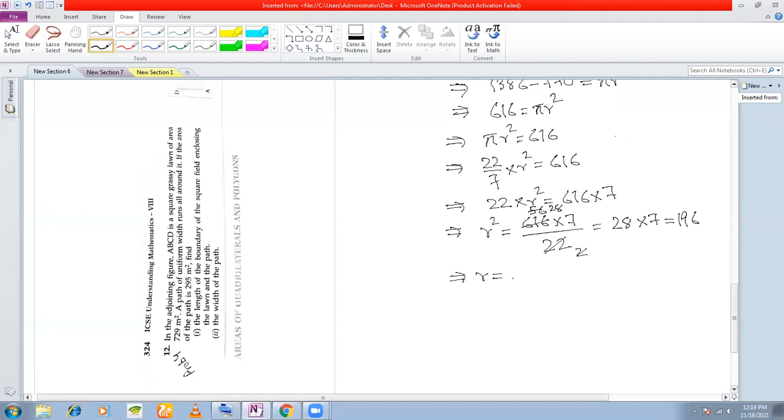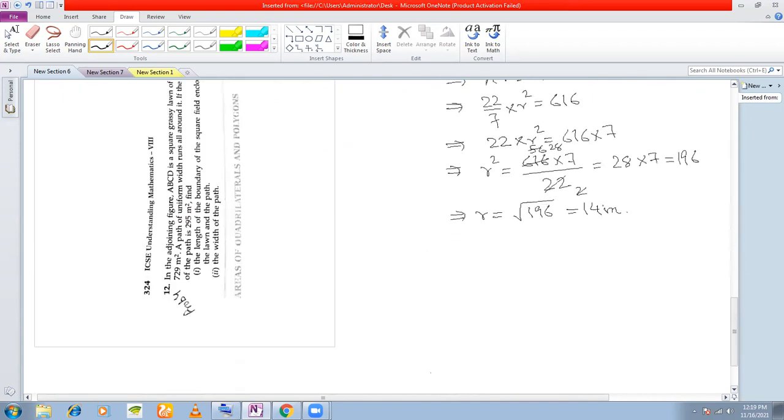Therefore, how much is r? It is the square root of 196. And by the prime factorization method, you can find out the square root of 196 to be 14. And that should be your answer. Is it meters or centimeters? It is centimeters. So the radius of the smaller circle is 14 centimeters.